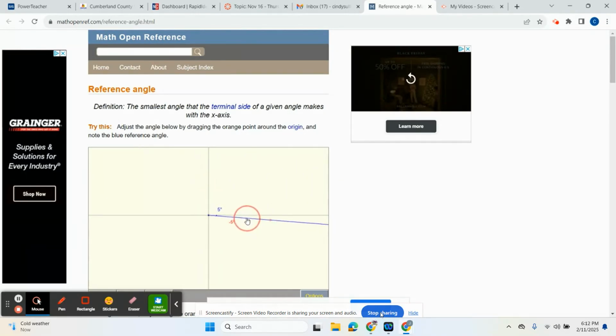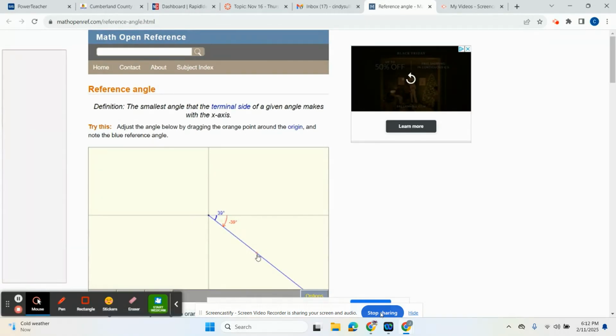If I go down, there are negative angles. This is negative 39, but it's 39 degrees away from the x-axis. Negative 71, 71 degrees away from the x-axis. Negative 161, 19 degrees away from the x-axis. 180 take away 161 is 19 degrees.